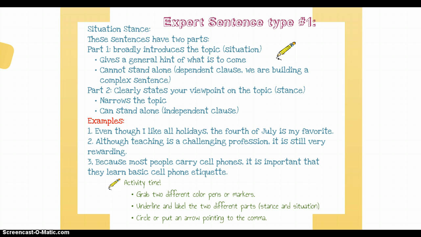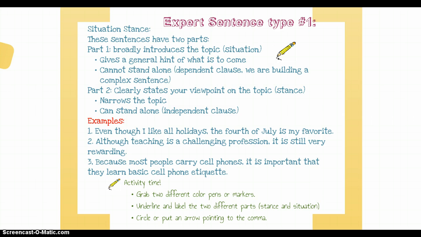That's the situation. You're letting the reader know that you're going to be talking about holidays in this paragraph. However, after the comma, you notice that it says the 4th of July is my favorite. So that's leading you down to a narrowed viewpoint of the topic because you're stating your opinion. So odds are the rest of the topic, even though it's a topic about holidays, is going to be about the 4th of July and why it's your favorite.